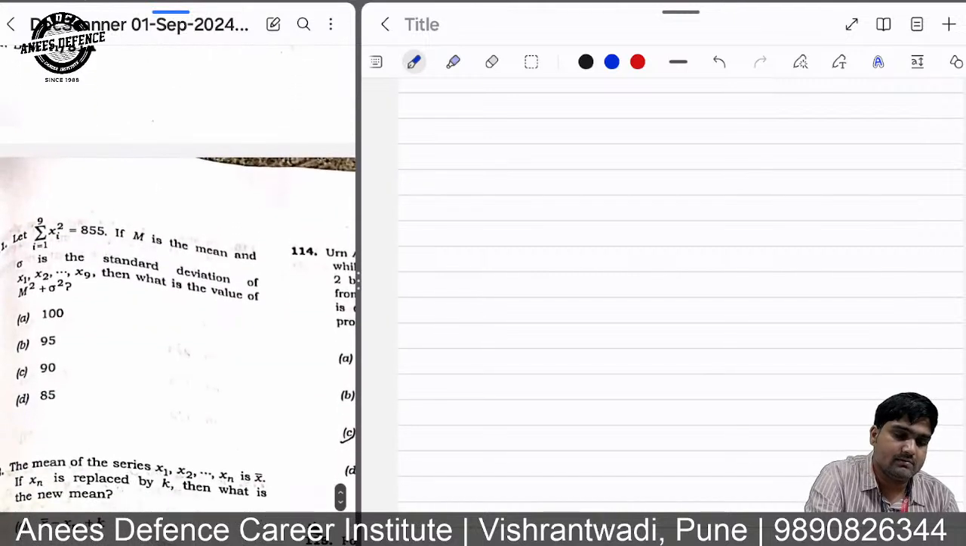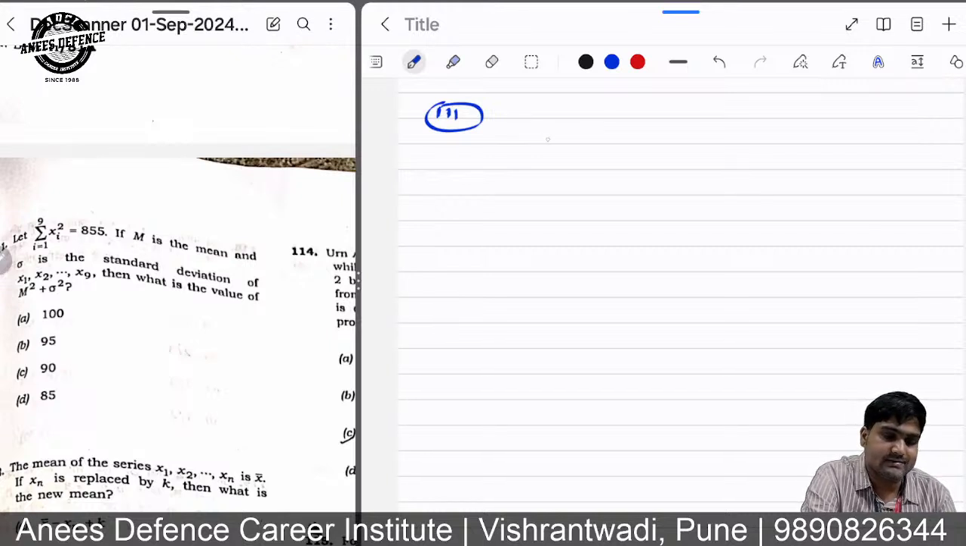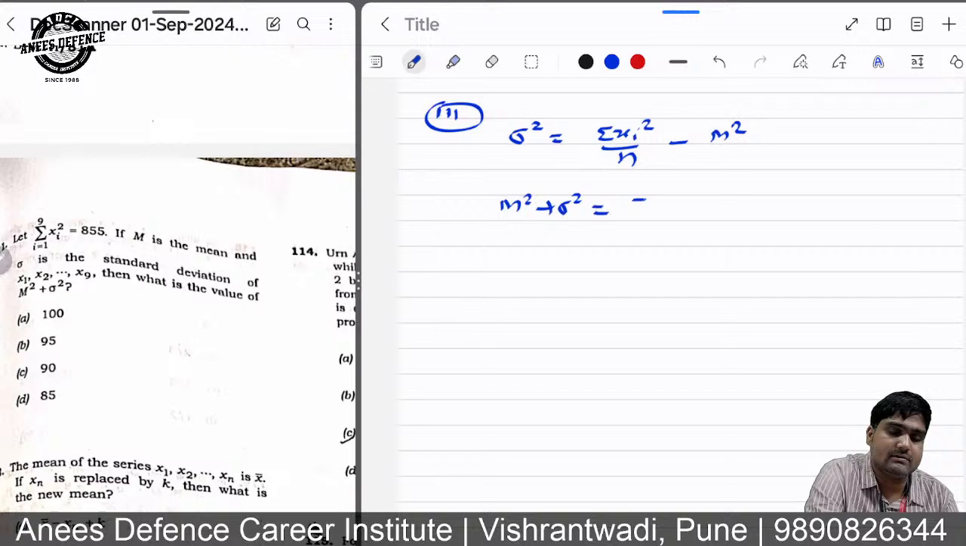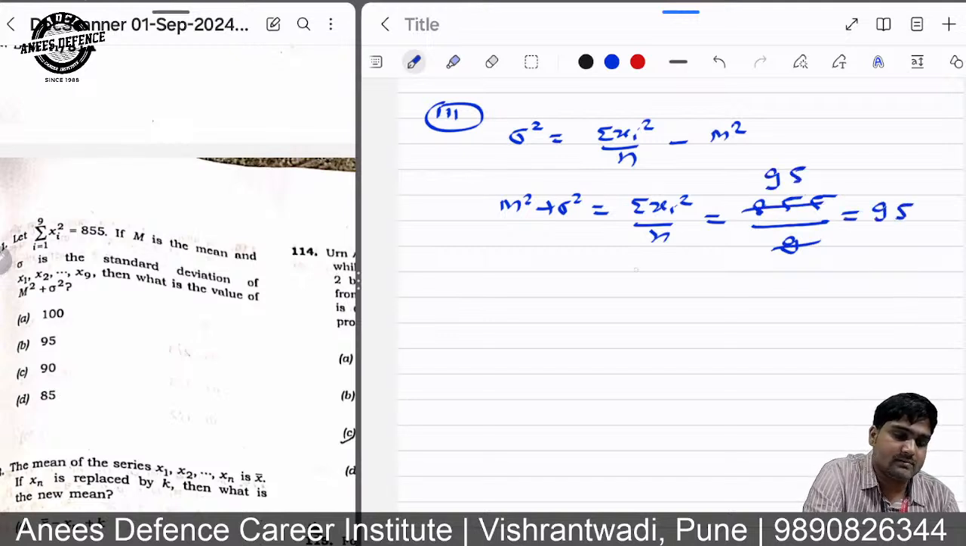Next question, 111. Here M represents the mean and sigma represents the standard deviation, and we have to calculate the mean square plus variance, because standard deviation square is variance. The formula for the variance is summation of xi square upon n minus mean square. If I take mean square to the LHS, mean square plus standard deviation square is summation xi square upon n. Here the sum of squares of observations is given as 855, and the total number of observations is 9. When we divide 855 by 9, 9 times 9 is 81, and it's 95. So the answer for 111 is option B.